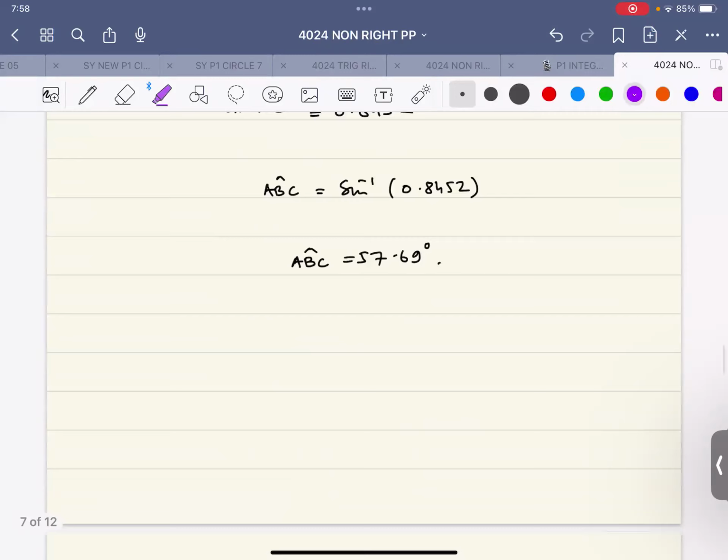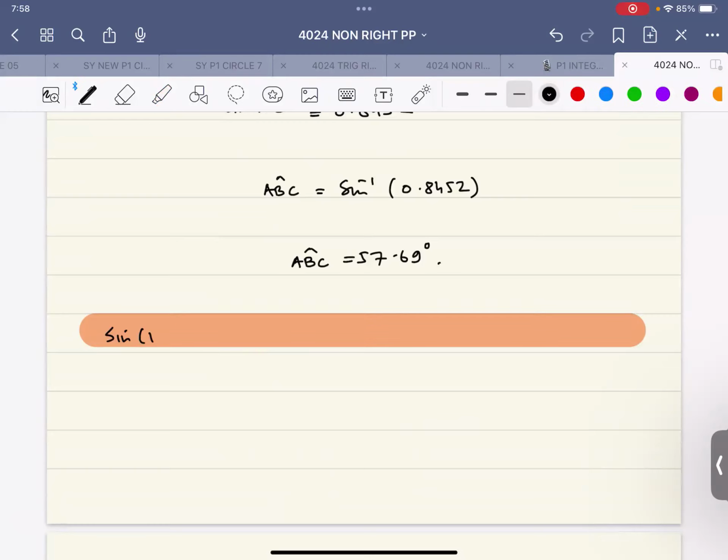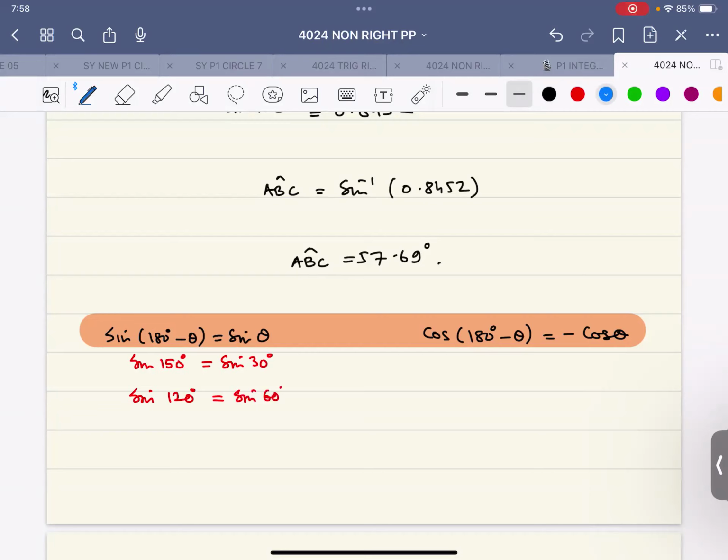Now you should remember a rule that relates two things together. That is, sine of 180 minus theta is the same thing as sine theta. And yes, there was another one also, but that's not in context right now. That is cos of 180 minus theta is negative cos theta. That means sine of 150 degrees is the same thing as sine of 30 degrees. That means sine of 120 degrees is the same thing as sine of 60 degrees. That means if theta is 30, 180 minus 30 is 150. If theta is 60, 180 minus 60 is 120.